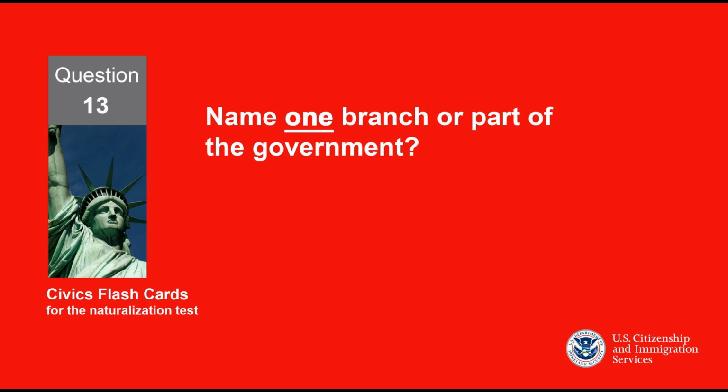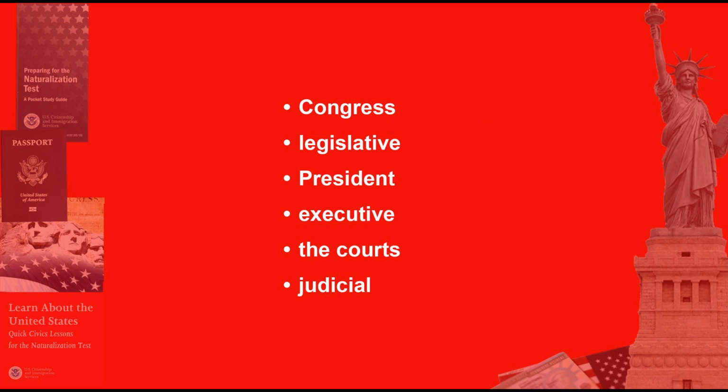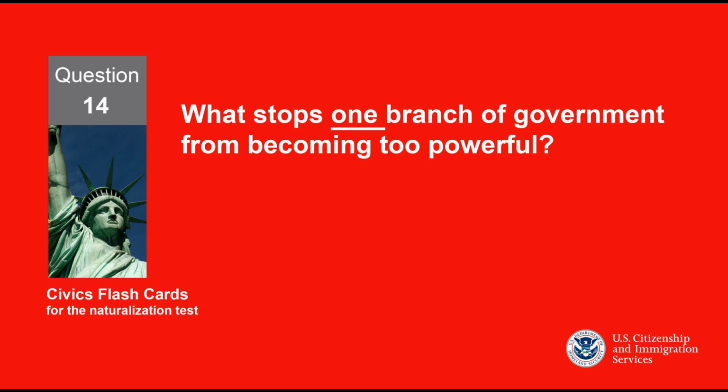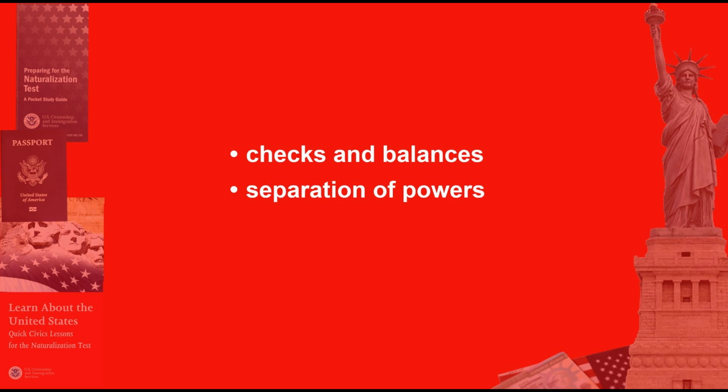Name one branch or part of the government. Congress, legislative, president, executive, the courts, judicial. What stops one branch of government from becoming too powerful? Checks and balances. Separation of powers.